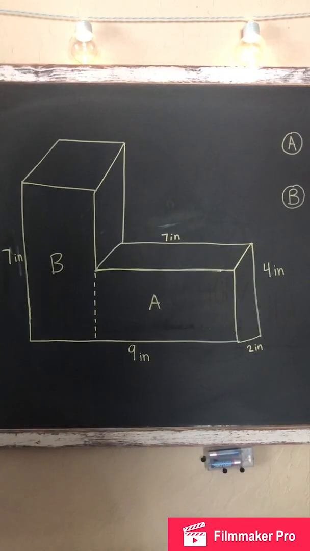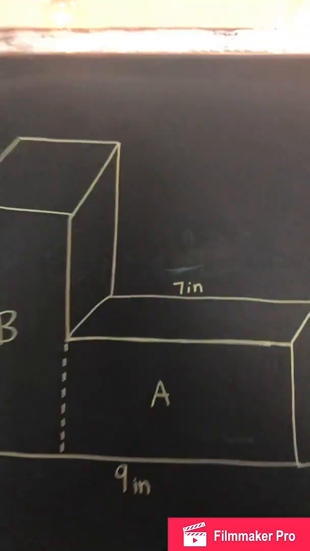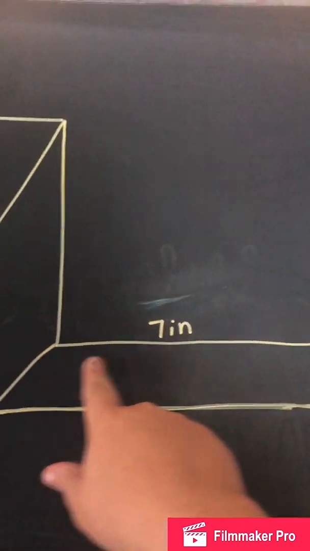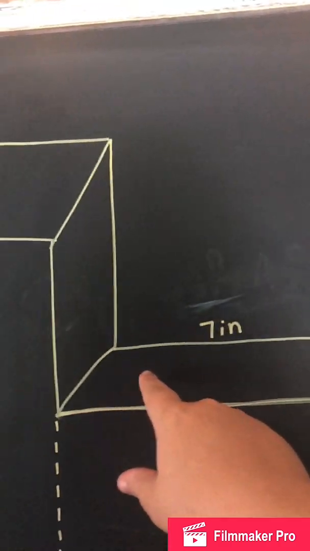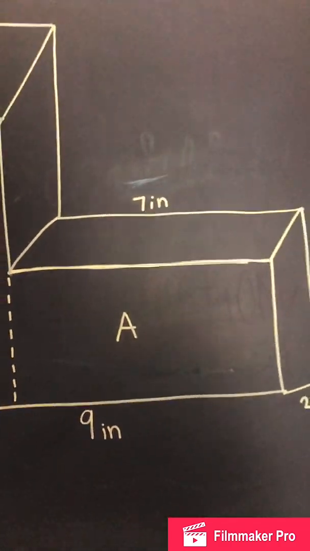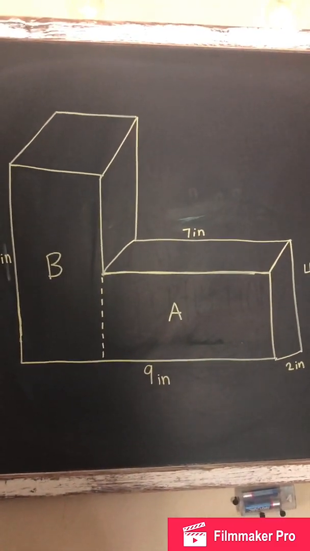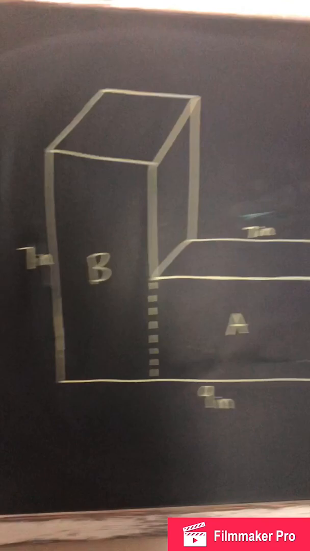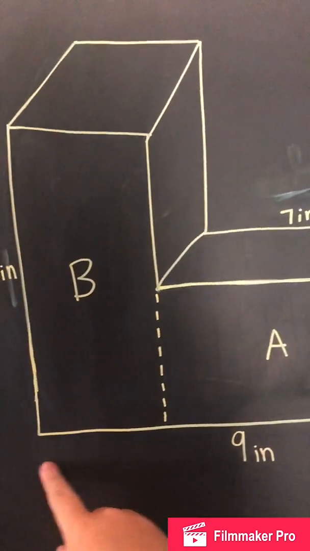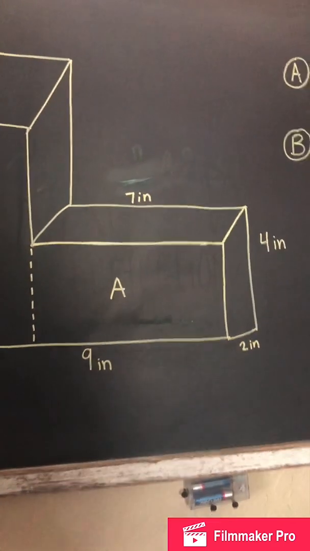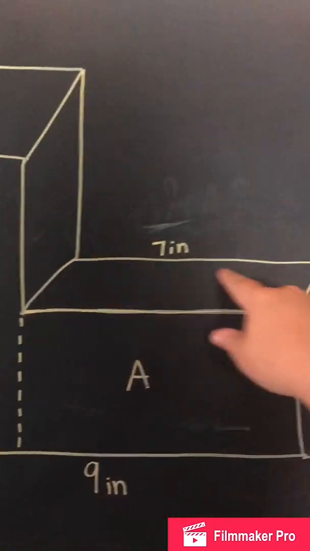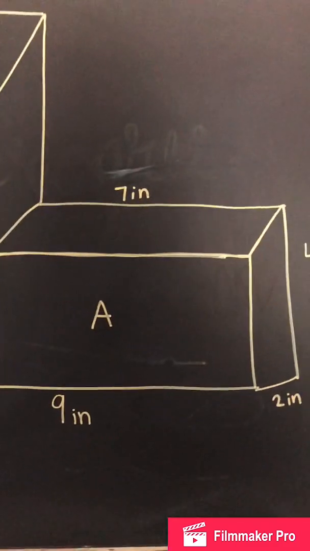Its length is 7 inches, and that is found right here. This is the whole length of rectangular prism A. It's easy to get it confused with the total length, which is 9, but remember the total length has part of B in it as well, so we only want A. So 7 inches is our length for A.